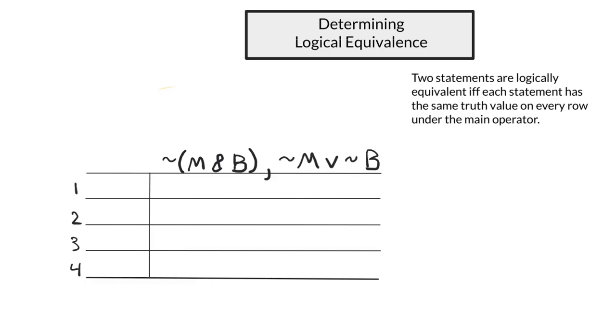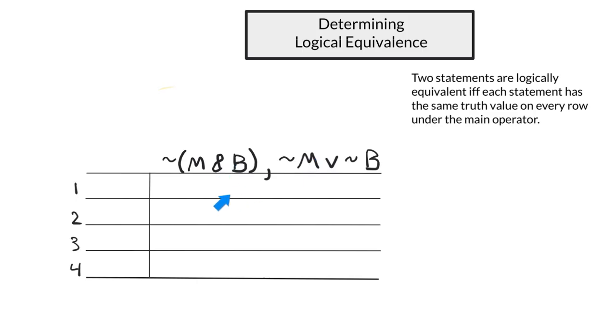So here's our example that we'll start with. Our first sentence is a negated conjunction. It's not the case M and B. And our comma is going to separate the two statements from one another. So the second statement is, it's not the case M or it's not the case B. Our question is, are these logically equivalent?